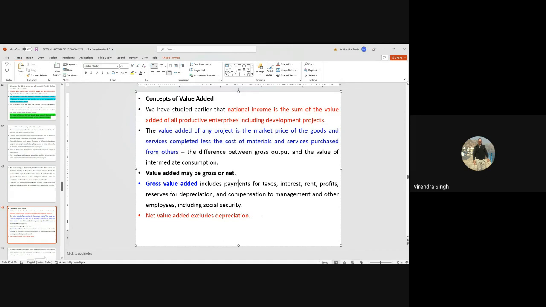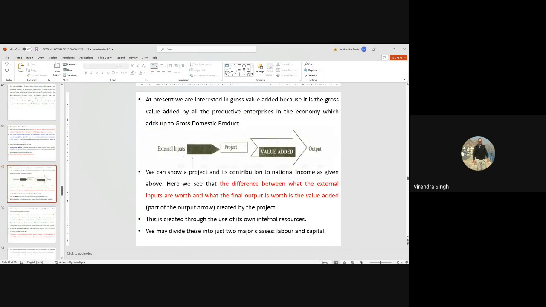The difference between the net and the gross is only of depreciation allowances. If we include in this value added the depreciation amount, we get gross value added. Or if we subtract this amount of depreciation, that is capital consumption allowance, from the gross value, we receive net value added by the system or the sector or by the project. So at present, we are interested in gross value added because it is the gross value added by all the productive enterprises in the economy which adds up to gross domestic product.